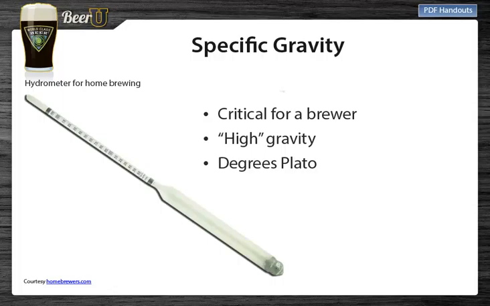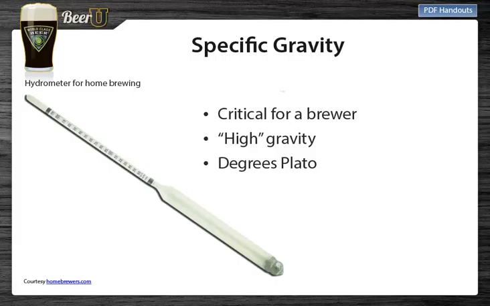Sometimes a brewer or a beer consumer wants to caution people that a beer contains more alcohol than usual, and the term high gravity is often used to describe those beers. It's called high gravity because the original gravity is generally higher than average, meaning that there is more sugar in the beer that can be converted into alcohol.